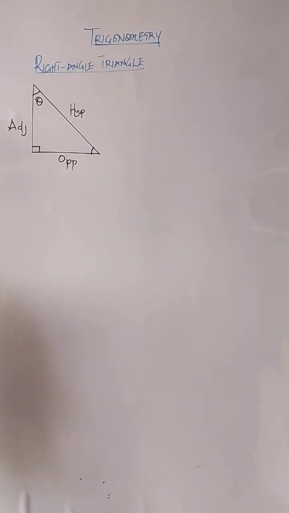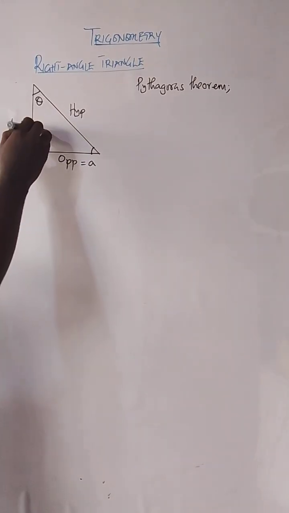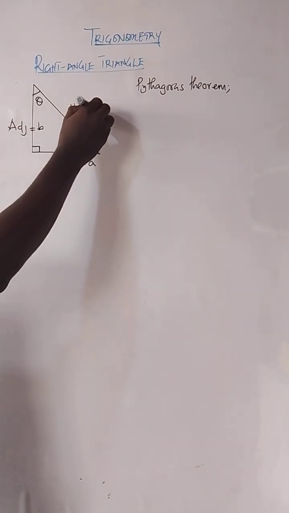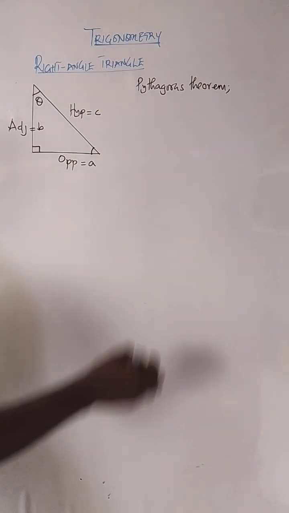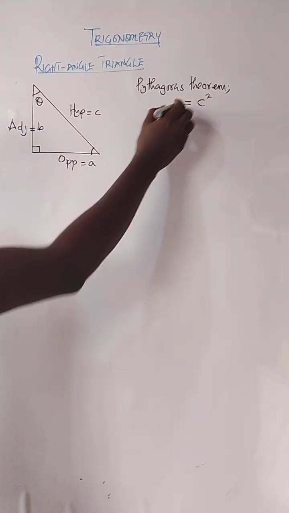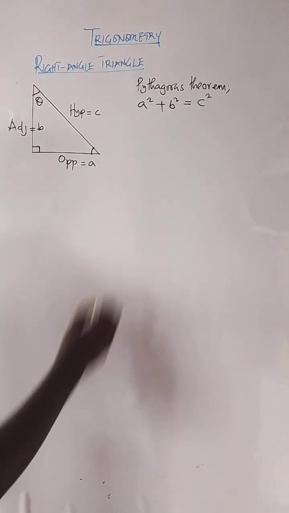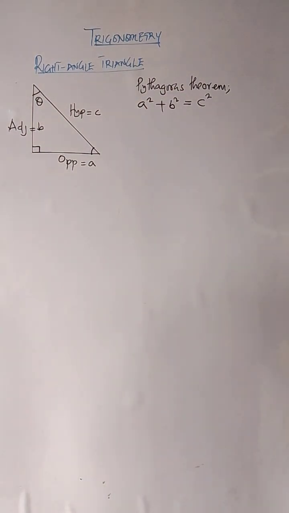And you have to know the Pythagoras theorem from your elementary school. Suppose the opposite is A, the adjacent is B, and the hypotenuse is C. According to Pythagoras theorem, the square of the hypotenuse equals the sum of the squares of the two sides, a squared plus b squared. And that is Pythagoras theorem.